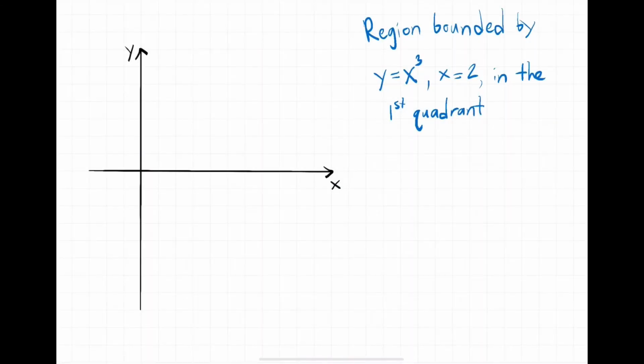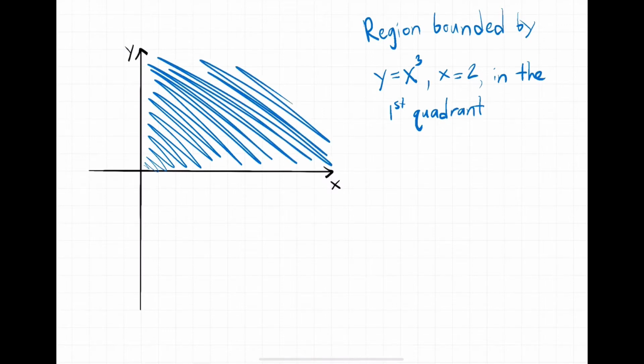We'll need to graph the region bounded by the curves y equals x cubed and x equals 2, and in the first quadrant. The first quadrant is the section of the plane where the x and y values are both positive. That's this quadrant here. So whatever region we're looking at, we'll only use the portion that's in that quadrant.